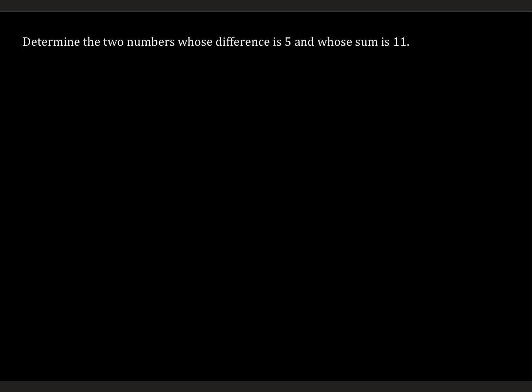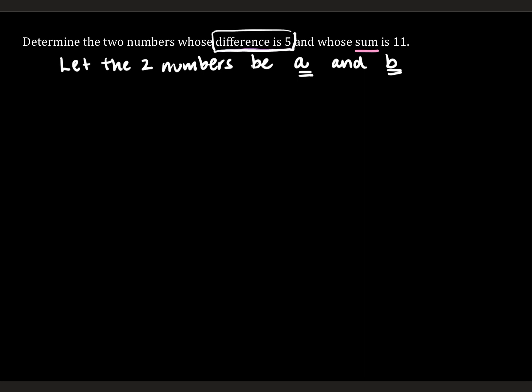Okay, here's another. Determine the two numbers whose difference is 5 and whose sum is 11. Now this one here, we need to start by defining our variables. And I write, let the two numbers be A and B. Okay, so we've got two numbers, A and B. Now we're told that their difference is 5. What does difference mean? Difference means subtract. So I've got A minus B is equal to 5.